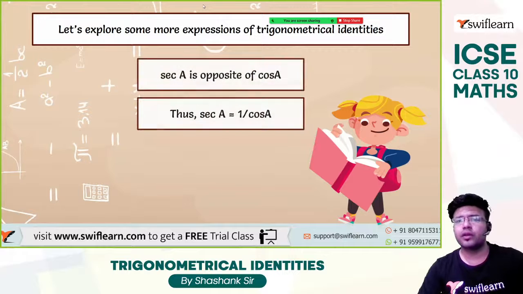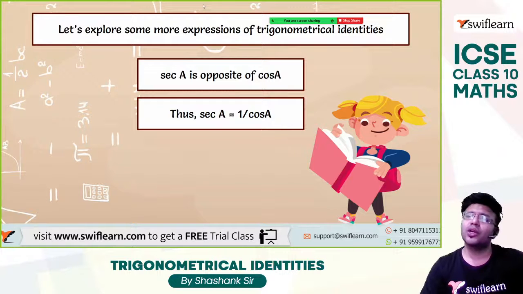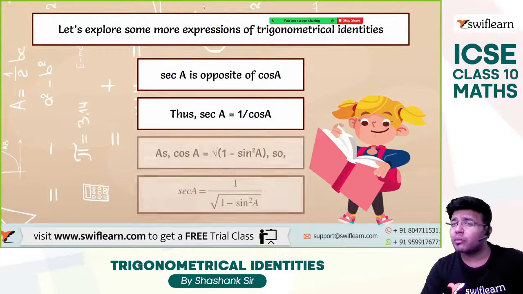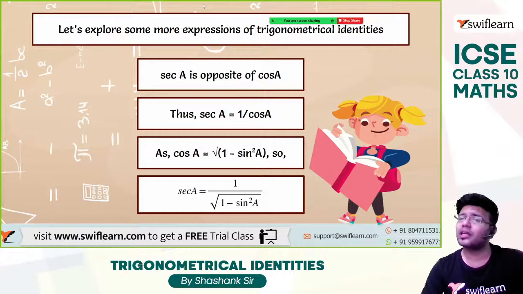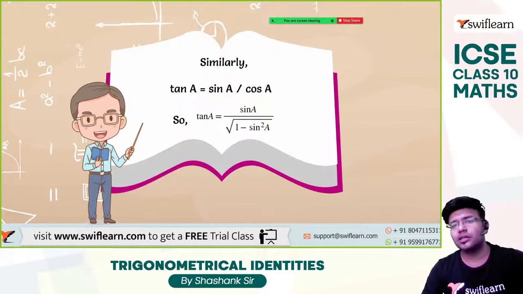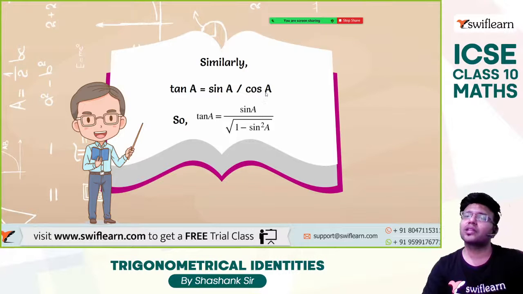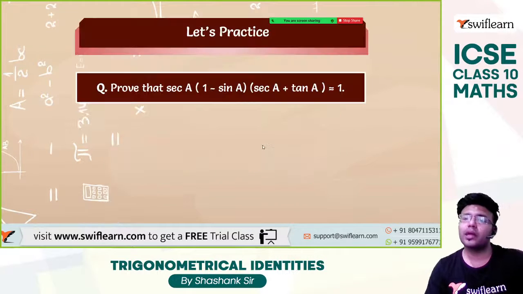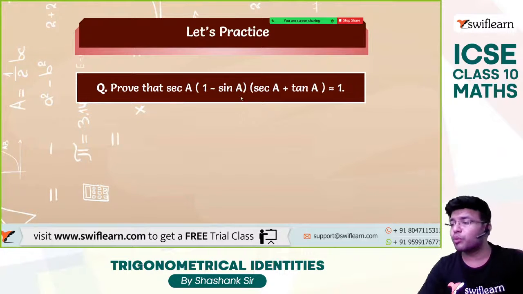So let us explore some more trigonometrical identities. Sec A is opposite of cos A, so sec A is equal to 1 by cos A. Just now we derived cos A is equal to square root of 1 minus sine square A. So substitute here, you get this. Similarly, tan A is equal to sine A by cos A. Substitute cos A as square root of 1 minus sine square A. You get this. Now let's practice some problems.